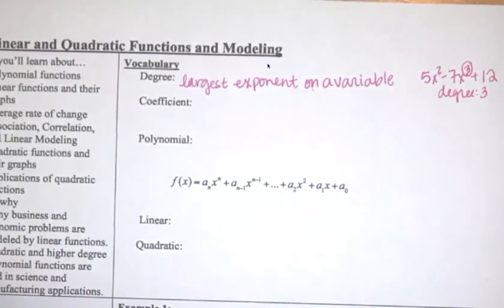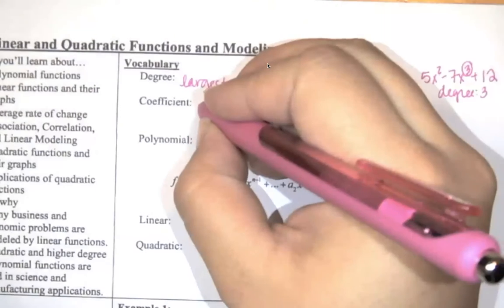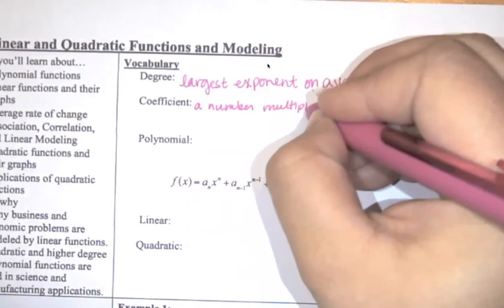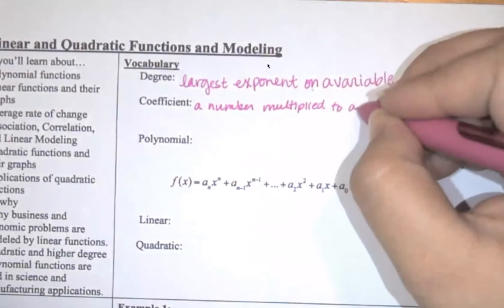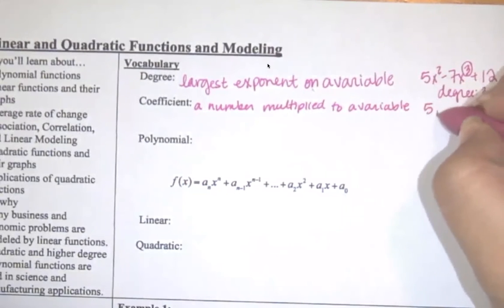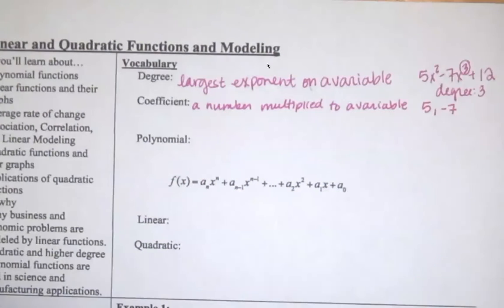Our next vocabulary word is coefficient. We've talked about coefficients before as well. Coefficients are the number multiplied to a variable. If we look at our example above, we have two coefficients. We have 5 and -7 as our coefficients. 12, remember, is actually called a constant, but we treat constants as coefficients as well. So we will call 12 one of our coefficients.